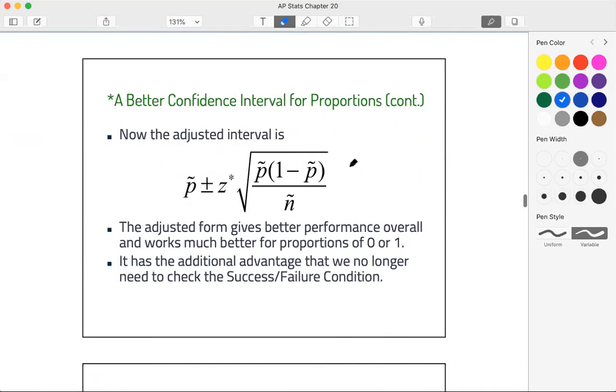So here's the new confidence interval you calculate. Notice it's the exact same formula you've been dealing with. By the way, isn't this really q tilde if you want to be consistent with what we've been doing? The adjusted form gives better performance overall and works much better for proportions of 0 or 1. It has the additional advantage that we no longer need to check the success failure condition because we artificially change our sample size to make sure this works.